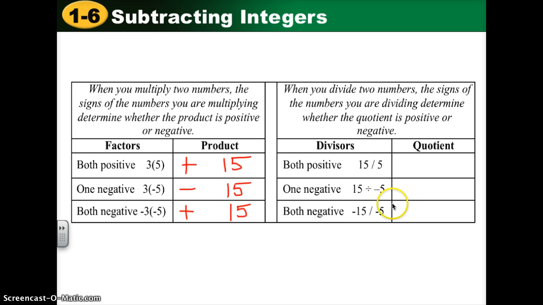Same rules apply for division. Both positive, you get a positive number. One negative, you get a negative number. Both negatives, you get a positive number. So pay attention to how many negatives you have. This is only for when we have two numbers. If we were to expand how many numbers we had, we'd be looking at odd number of negatives is negative, even number of negatives is positive.